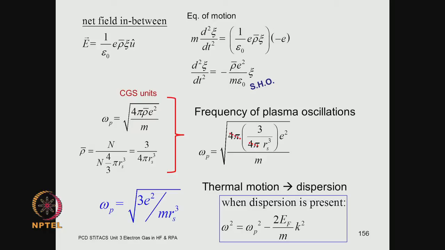So, we have an expression for the frequency of oscillations. We are ignoring dispersion, and when you have dispersion you can make corrections to this term, but that is not the main interest in today's discussion.